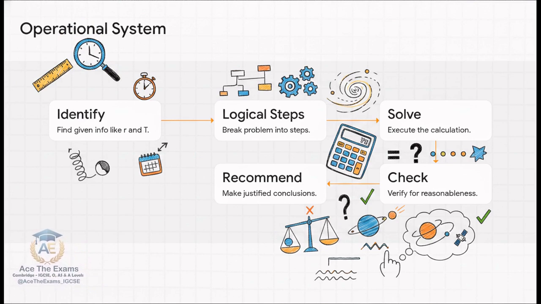Step 4. Check for reasonableness. This is so critical, guys. If you calculate the orbital speed of a weather satellite and your answer is literally faster than the speed of light, you have made a mistake. Take a split second to evaluate if your number makes physical sense in the real universe. Step 5. Make justified recommendations. In higher order questions, you might be asked to suggest what happens if the orbit radius dramatically decreases. You must justify your answer using those causal relationships we discussed earlier.